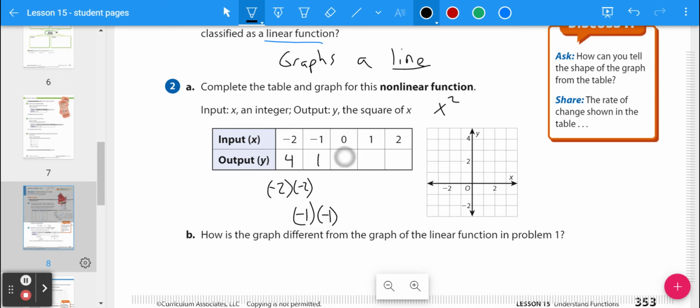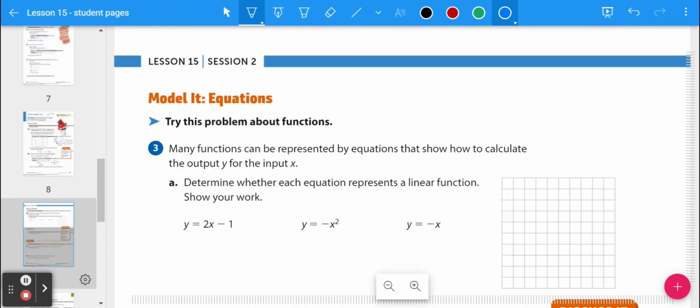0 times 0 is 0. 1 times 1 is 1. 2 times 2 is 4. So there's some repeats in the outputs, but that's okay, because every input still goes to one output. So it is a function. Let's see what it looks like on the graph. -2, 4. I go over 2 and up 4. That's where my first point is. -1 and 1. 0, 0. Oh, sorry.